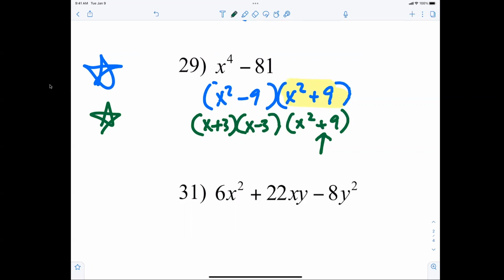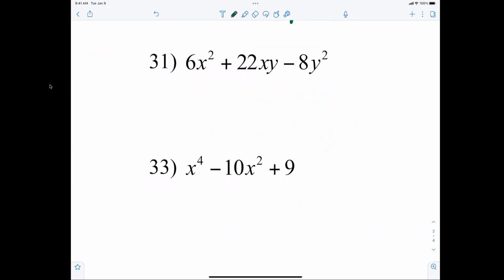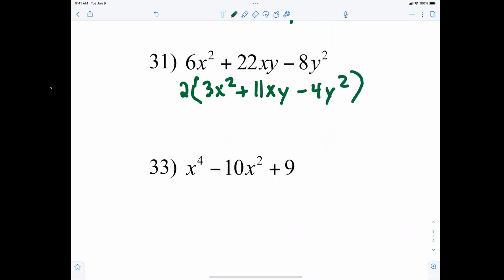All right. Here we go. 31. What's common? 2. What's left behind? 3x squared plus 11xy minus 4y squared. Good job. Now, does everybody see how I'm looking at 3 and 4 and making 12? So 3x. How do I make 3x squared? Put 3x and x.